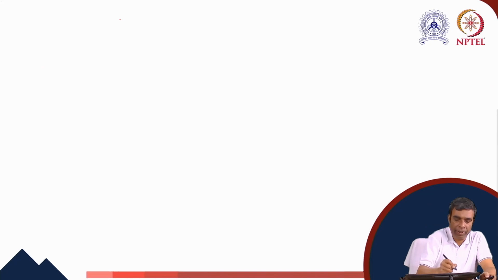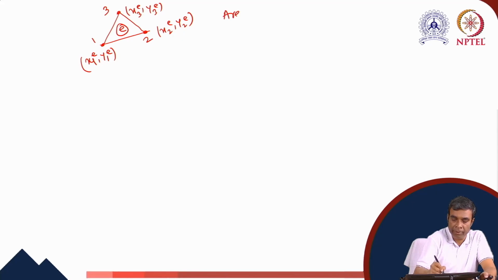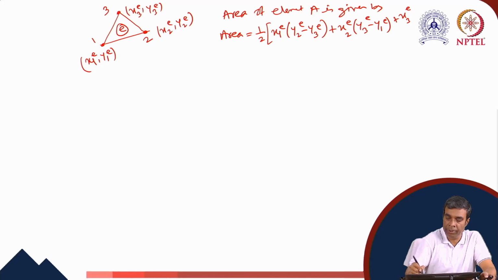Now, for a linear triangular element with local nodes 1, 2 and 3 and coordinates x1e, y1e, x2e, y2e and x3e, y3e, the area of the element A is given by area equals half into x1e into y2e minus y3e plus x2e into y3e minus y1e plus x3e into y1e minus y2e.